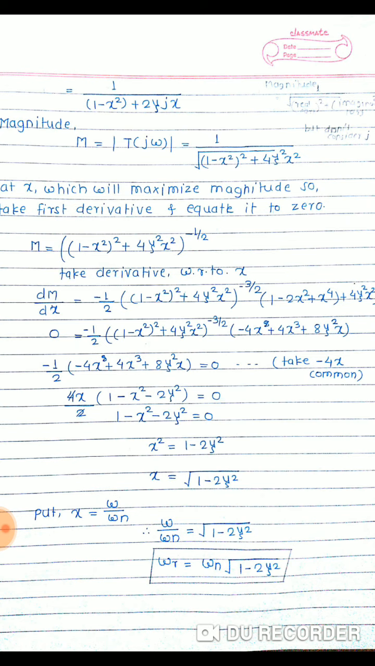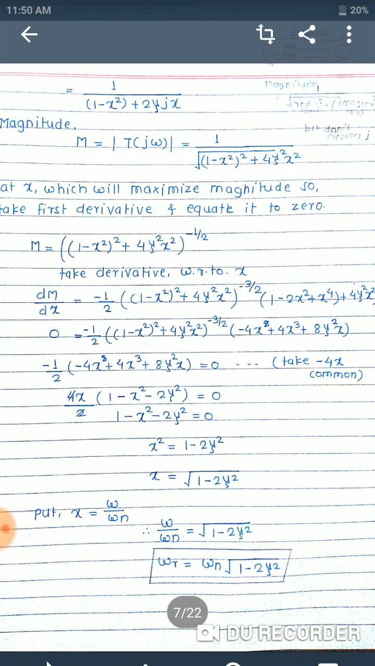So after simplification we got x square is equal to 1 minus 2 zeta square, therefore x is equal to root over 1 minus 2 zeta square. As in the last step we have put x is equal to omega upon omega n, in this equation also we'll replace x by omega upon omega n. Therefore omega divided by omega n is equal to root over 1 minus 2 zeta square. Therefore omega is nothing but the resonant frequency, omega r is equal to omega n into root over 1 minus 2 zeta square.